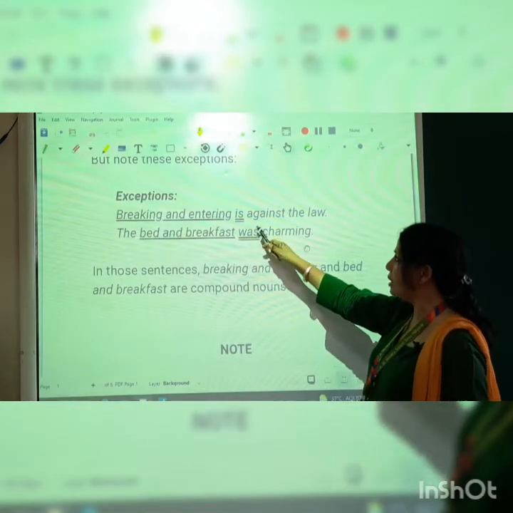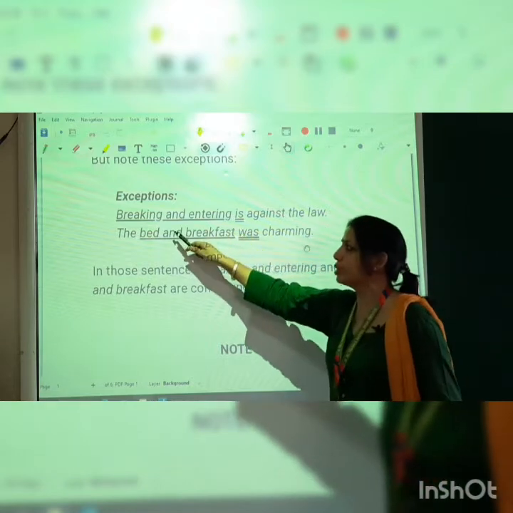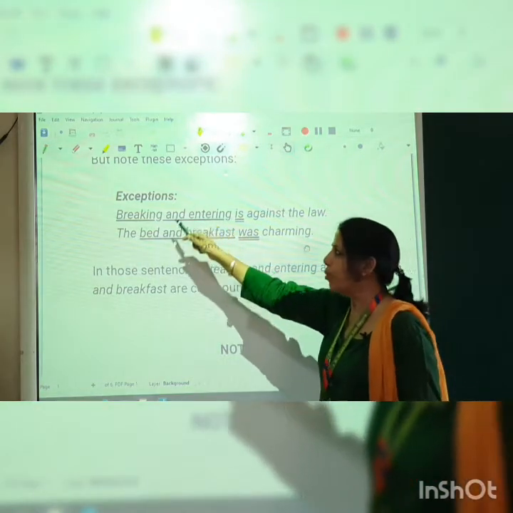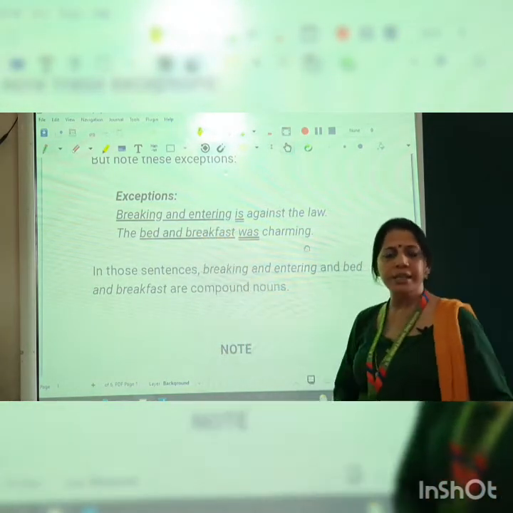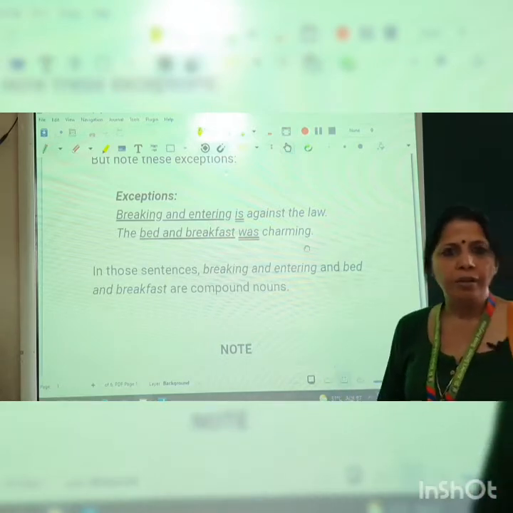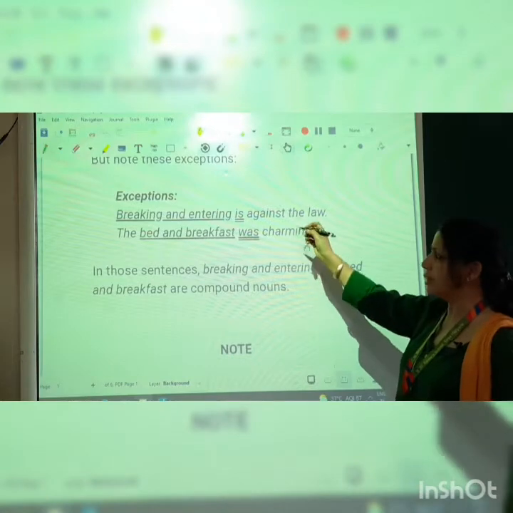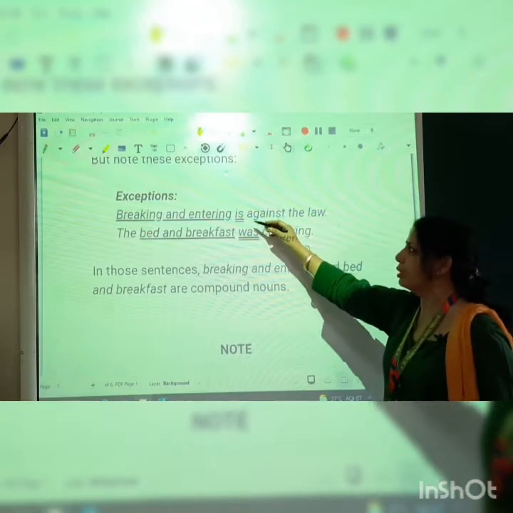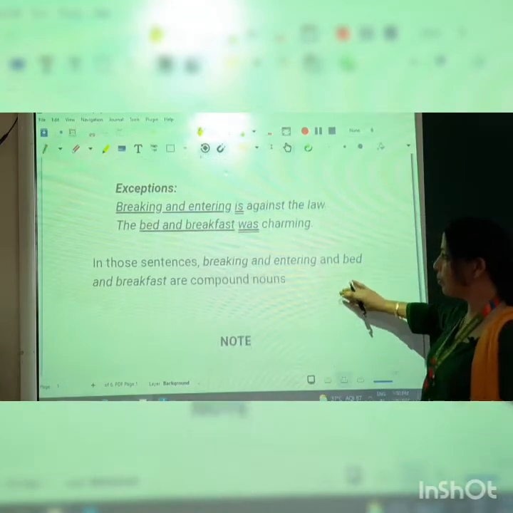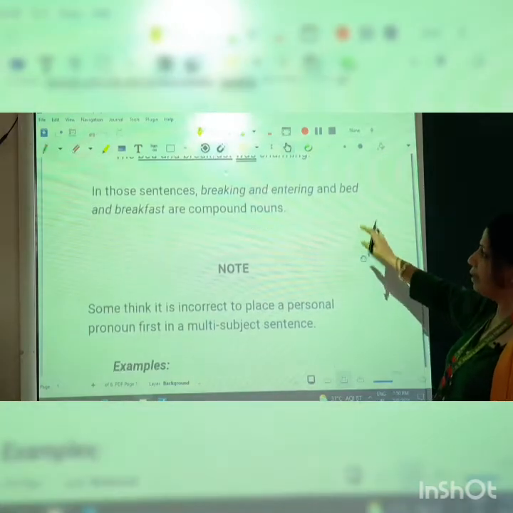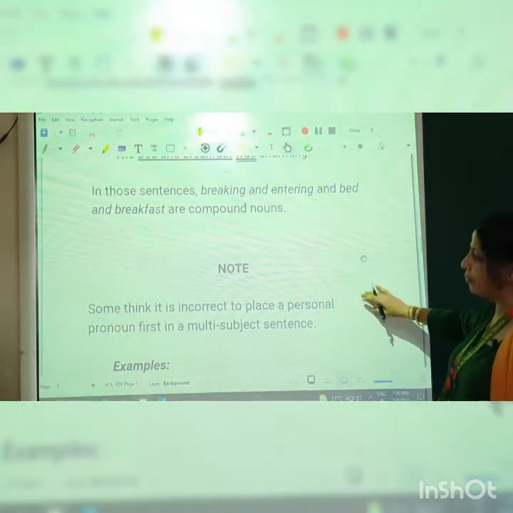Breaking and entering is against the law. Again, these are 2 things together, so it's a compound subject. Rice and curry is my routine lunch. That is what a compound subject is, and you will take "is" only as a singular. So breaking and entering, and bed and breakfast, are compound nouns only.